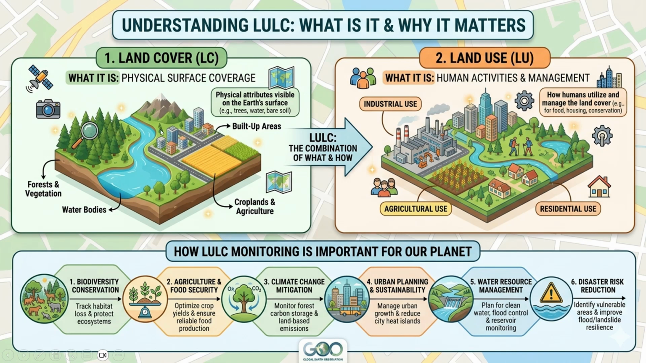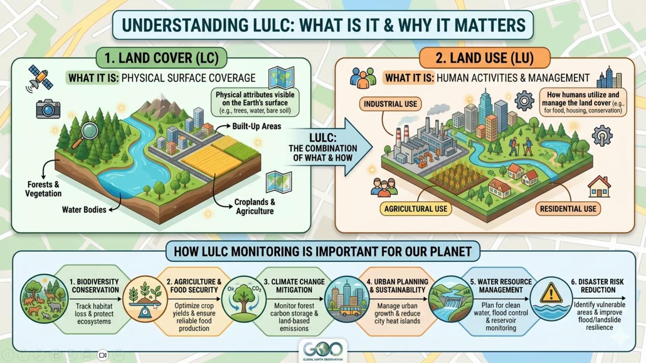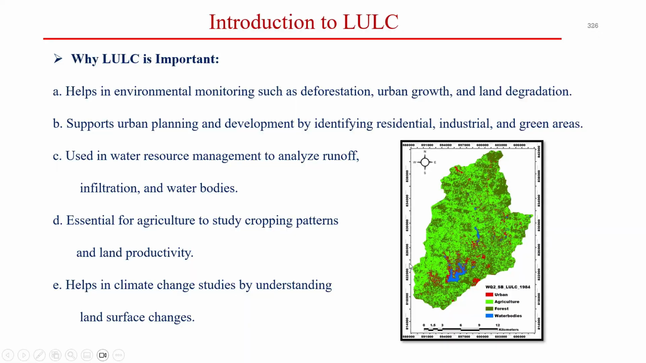So LULC is a combination of both, which gives us the complete picture of how land is occupied and how it is being used. Now this information is primarily obtained from satellite images or aerial photographs or the GIS data. So let's look at the applications which this supports. So LULC helps in environmental monitoring, so that is tracking the deforestation, urban sprawl, land degradation. Over here also you can see these are the applications.